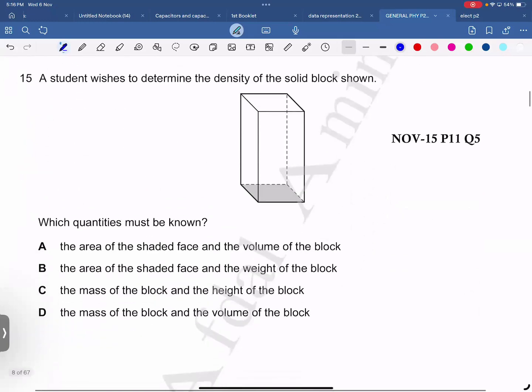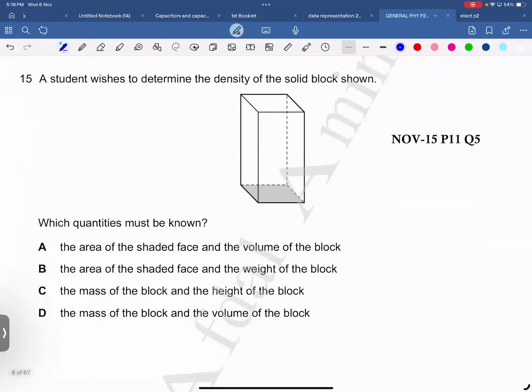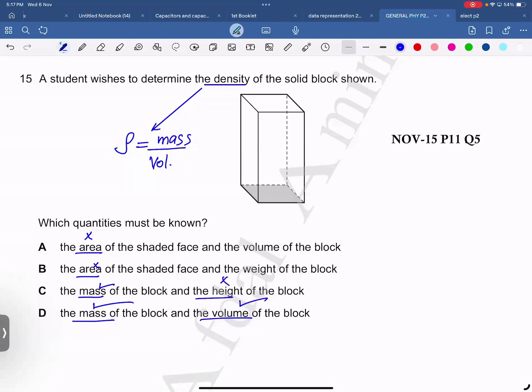Question number 15. A student wishes to determine the density of a solid. You want to find density. In order to have density, my dear, you need mass and you need volume. So which quantities must be known? Mass and volume. Area? No. Mass? Yes. Height? No. Mass? Yes. Volume? Yes. Option D. Density is mass over volume. Option D is mass and volume.